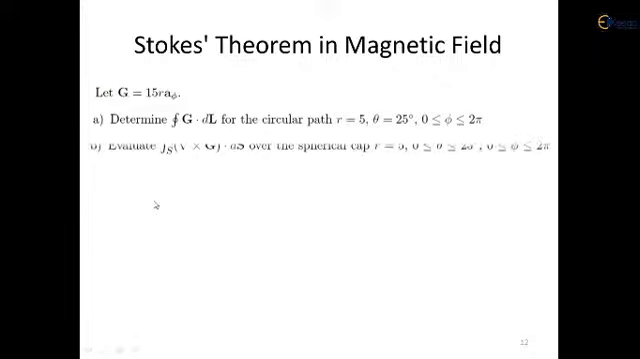And in part B we have been asked to evaluate the surface integral del bar cross G bar dot multiplication with ds bar over the spherical cap r is equal to 5, theta ranging 0 to 25 degrees, and here we have phi in between 0 to 2 pi radians.